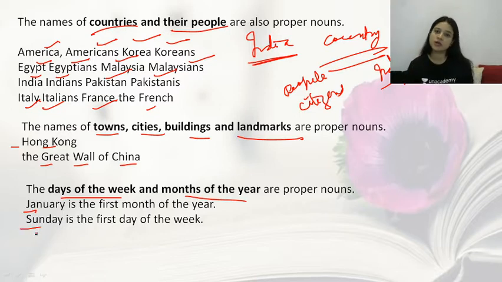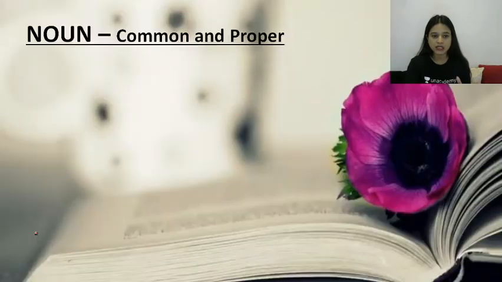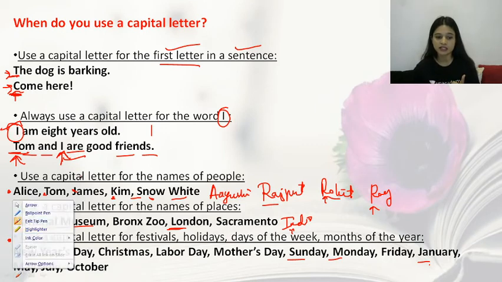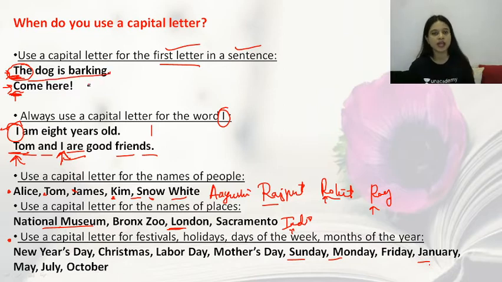So why is this important? Remember, we just learned before this, I just taught you when do you use a capital letter, or what are the uses of a capital letter. Now, let's just revise that again. You use a capital letter to indicate the start of a sentence. Like the first letter of the first word of a sentence is always a capital letter.